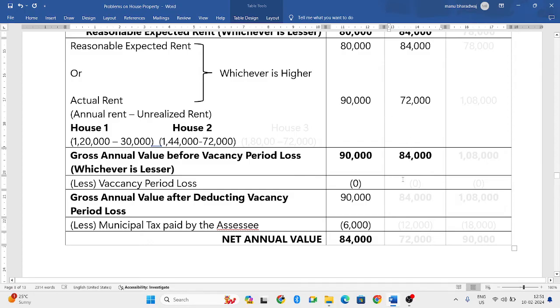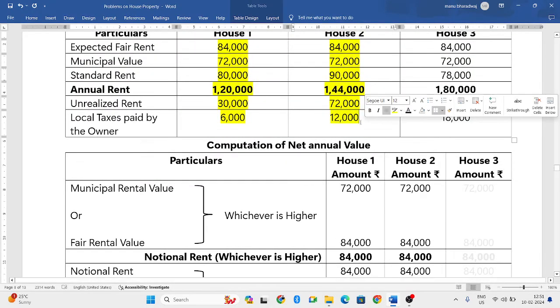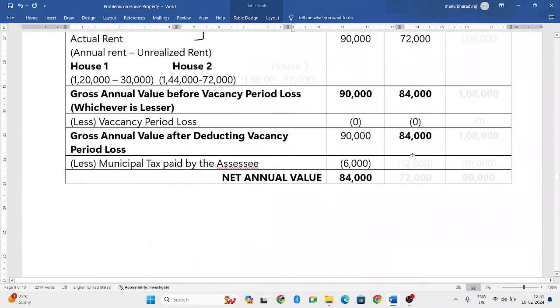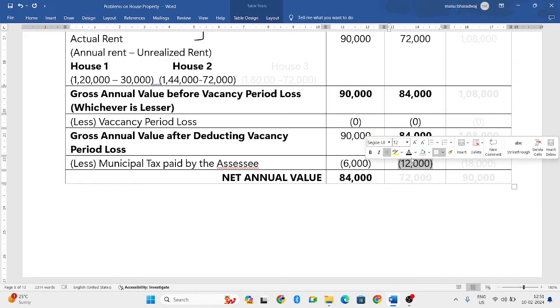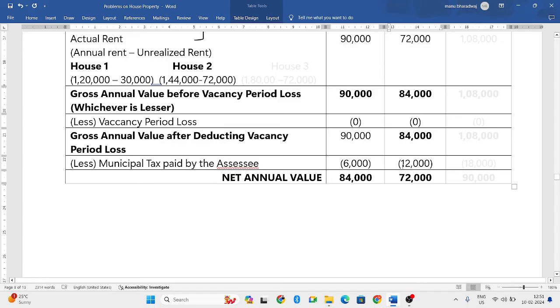From that you have to deduct vacancy period loss. But in the question they have not given any details regarding vacancy period loss. So consider it to be 0. Next, the balance you will get, that is GAV after deducting vacancy period loss. From that you have to subtract the municipal tax paid by the SSE. In the question they have given that the owner has paid 12,000 municipal tax. So that 12,000 I will subtract from 84,000. The remaining balance, that is 72,000, will be net annual value for house 2.